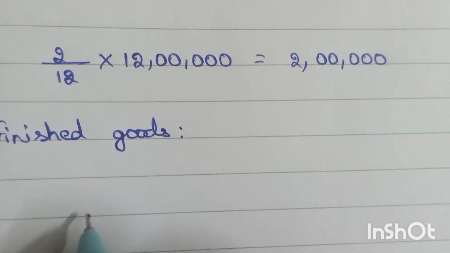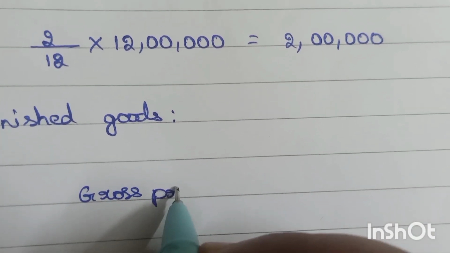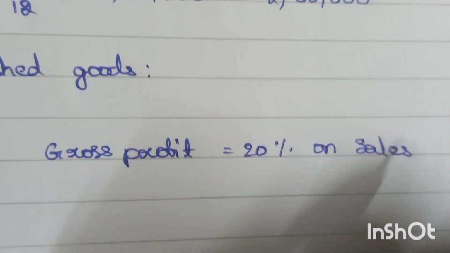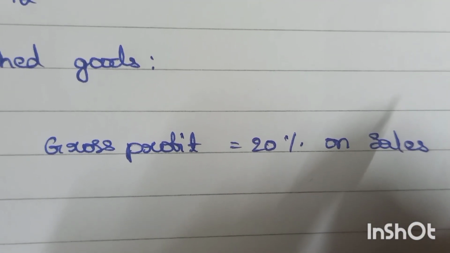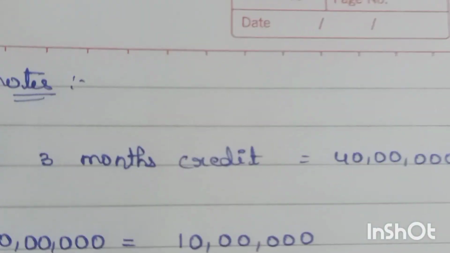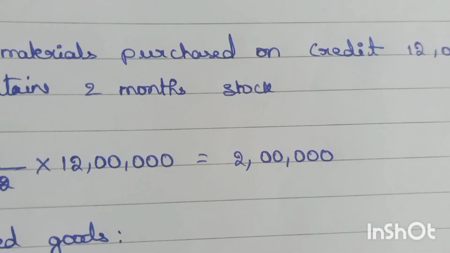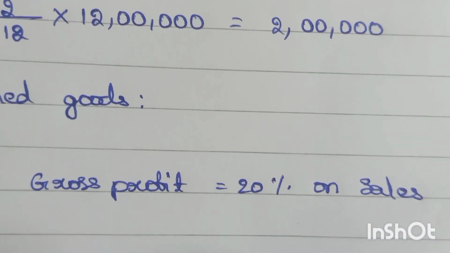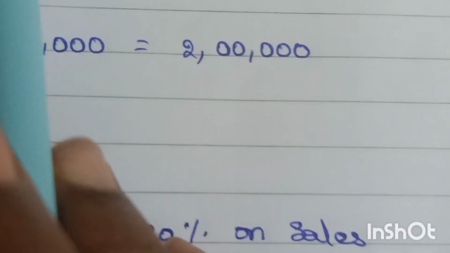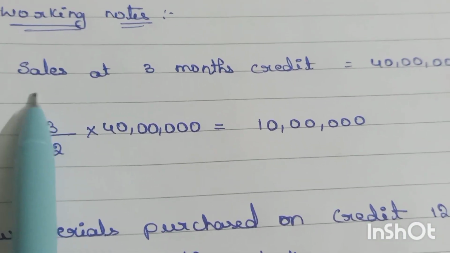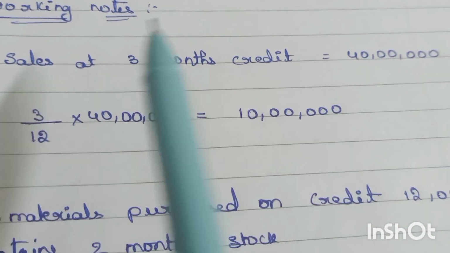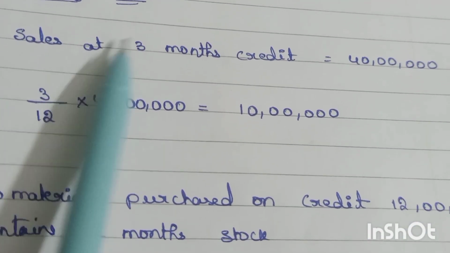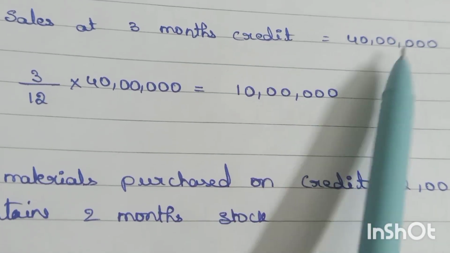In the sum they have already given gross profit is equal to 20% on sales. So where do we get the sales amount? The sales here, see, is 40 lakhs. You can get a doubt here, madam: you have given the sales at 3 months credit is equal to 40 lakhs. That means the sales is 40 lakhs, but we are giving 3 months credit for the 40 lakhs. So you have to identify that the sales amount is 40 lakhs, and for that 40 lakhs we are providing the 3 months credit.